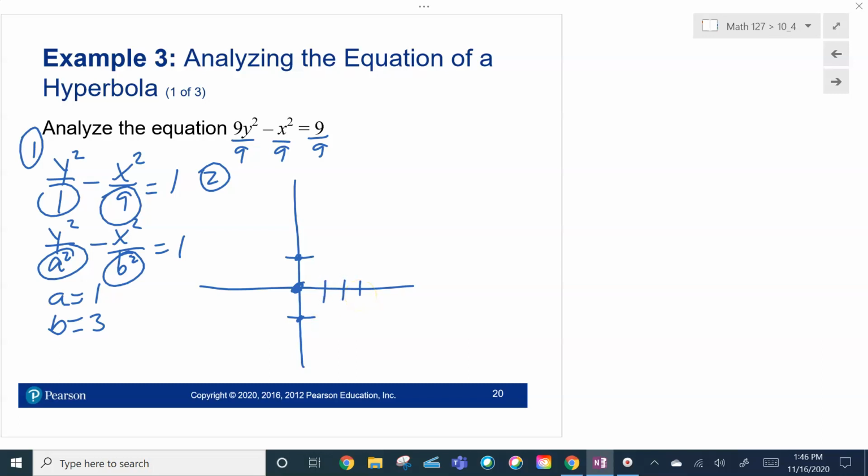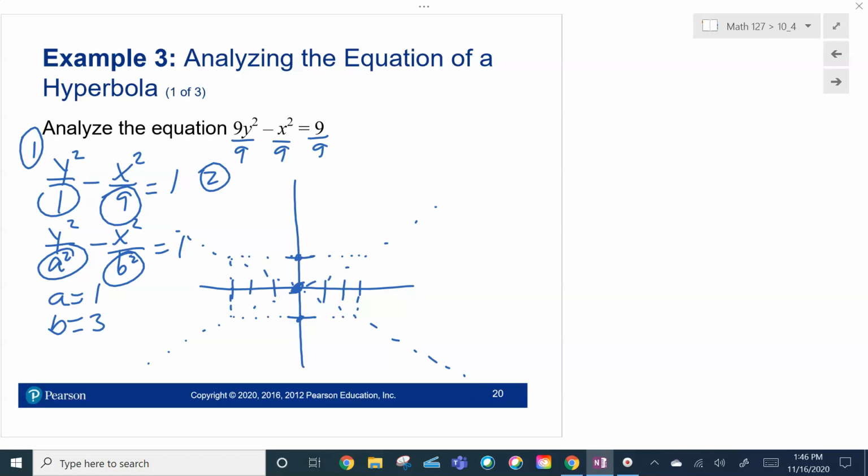I go up 1 over 3 from the center. I'm going to put a dot. I'm going to go down 1, left 3, and put a dot for my other corner. I'm going to go right 3, down 1 from a corner, and then up 1 over 3. There's the corners of my rectangle, so the asymptotes extend through the diagonals of that imaginary rectangle. So I can kind of see how wide it is approximately when I draw this thing.